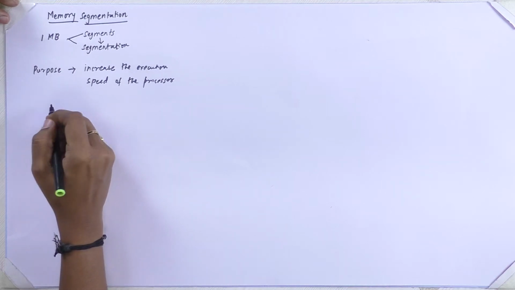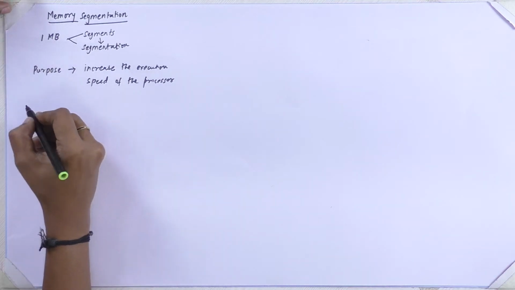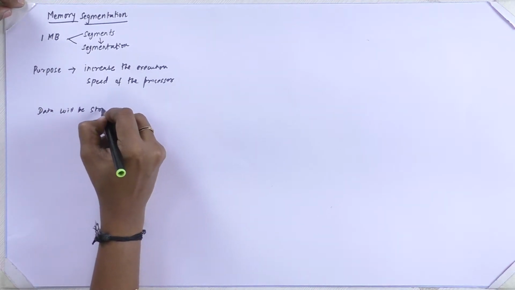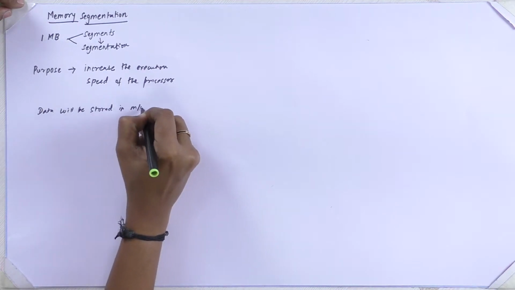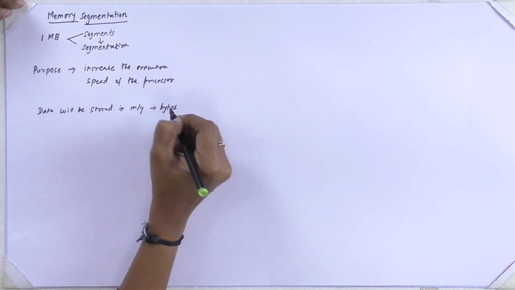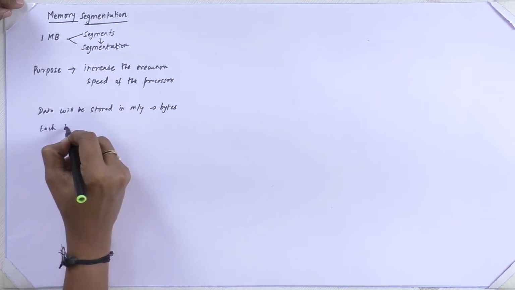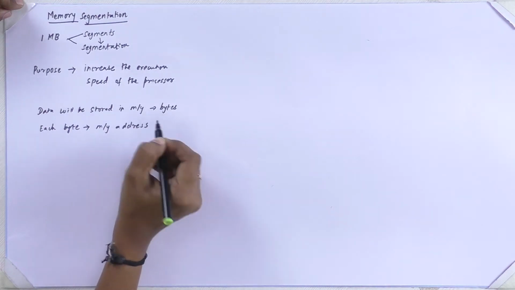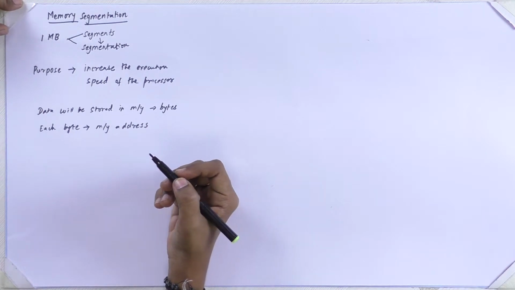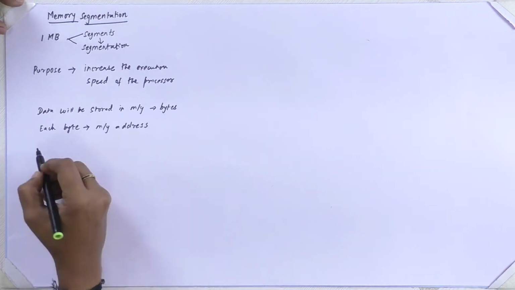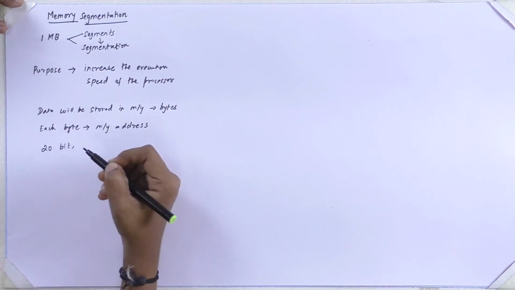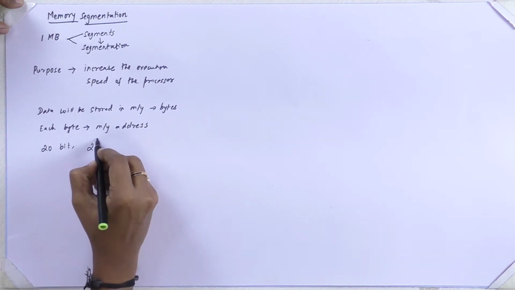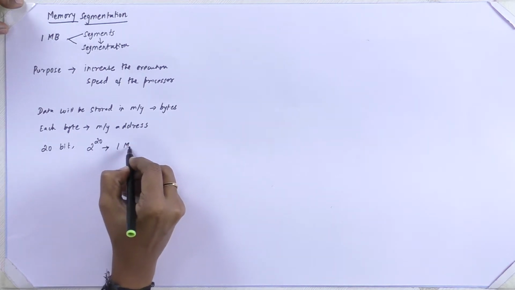Now let us discuss deeply about the segmentation process. Data will be stored in memory in the form of bytes, and each byte will be allocated a memory address. We know that in 8086 microprocessor, the address bus is made up of 20 bits. So the total memory capacity that can be addressed by 8086 microprocessor is 2 to the power of 20, that is approximately equal to 1 megabyte.